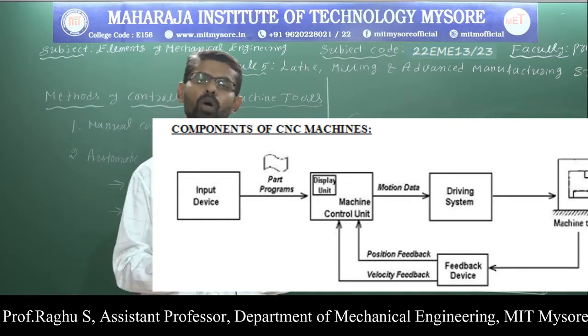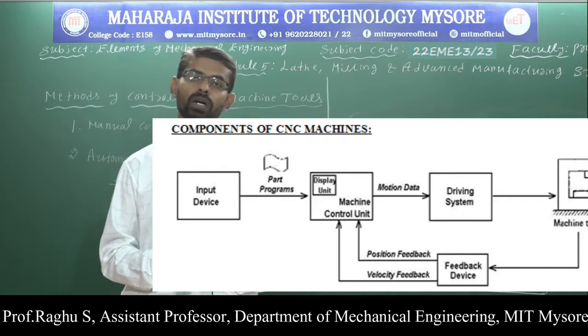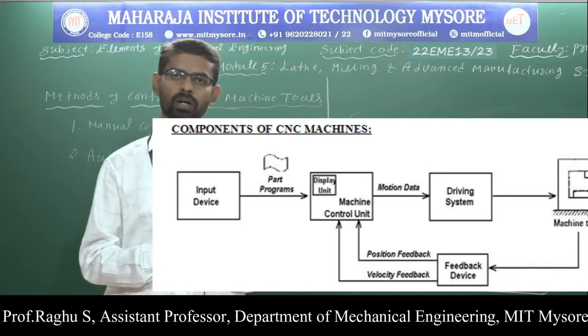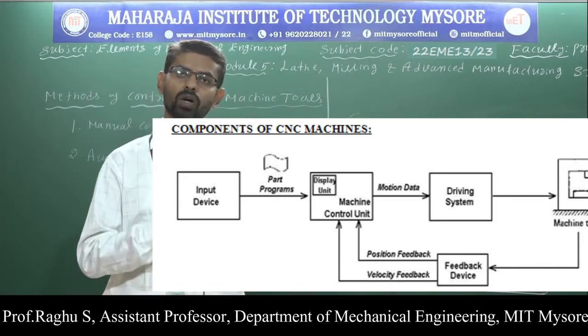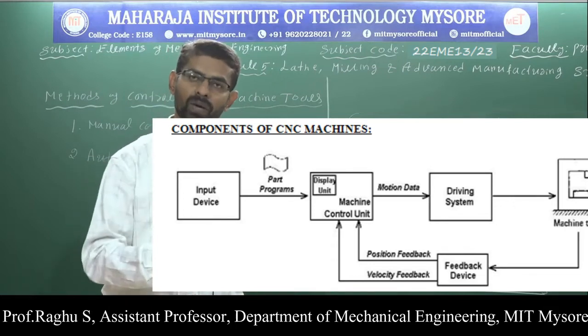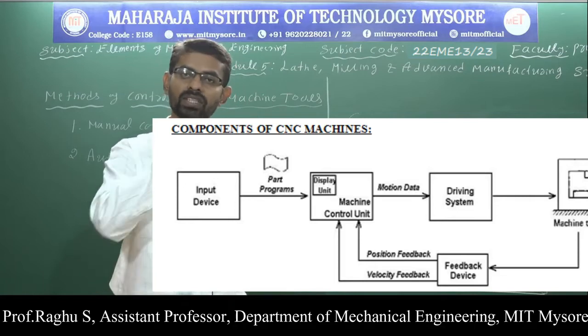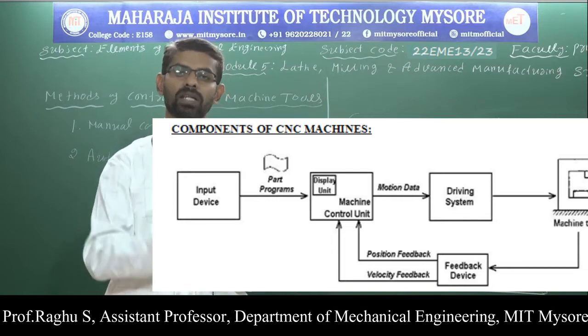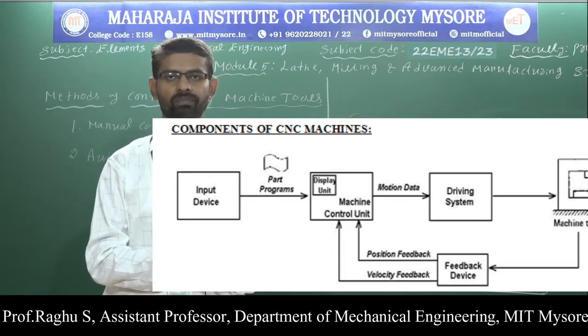Next one, we have an important component, machine control unit. Machine control unit is the heart of the CNC machine. It is made up of electronic components. Next, the functions of machine control unit. It reads the part program. Next, it decodes the part program into machine level language. Next, it sends the motion data to driving system. Then it receives the feedback signal from the feedback system.